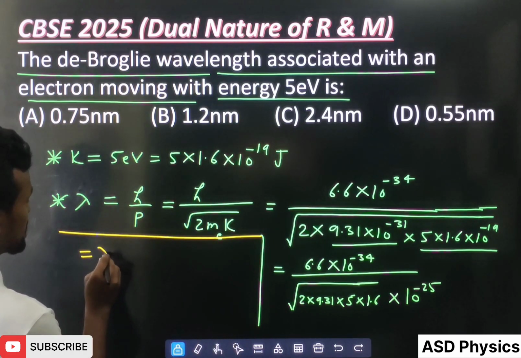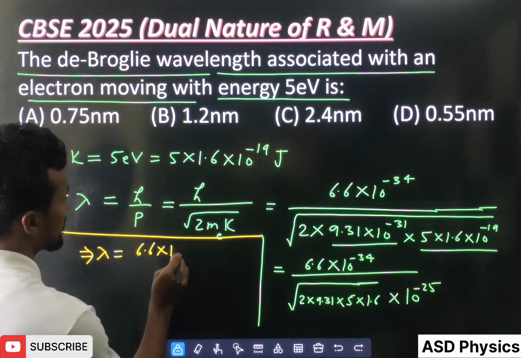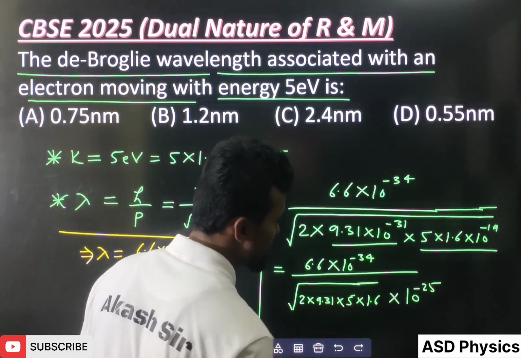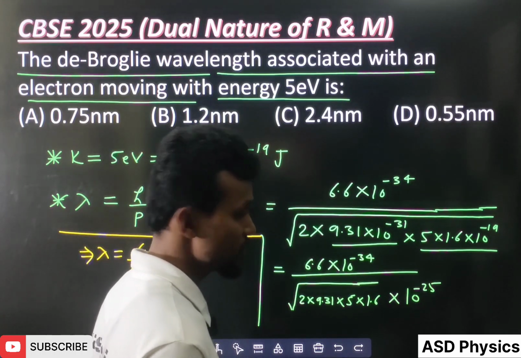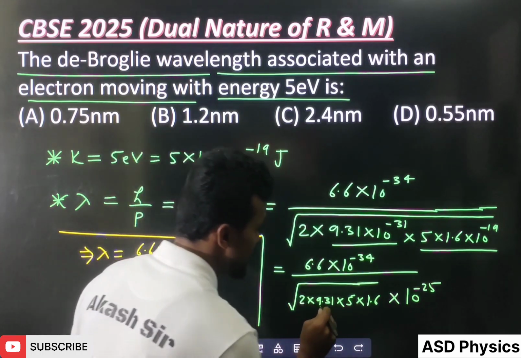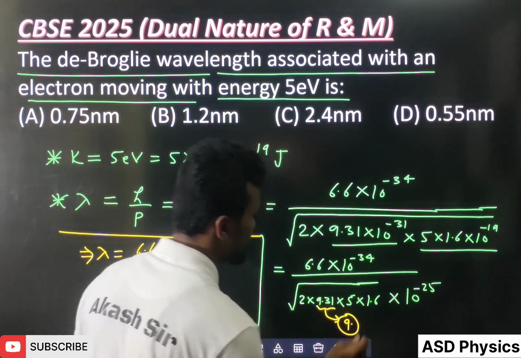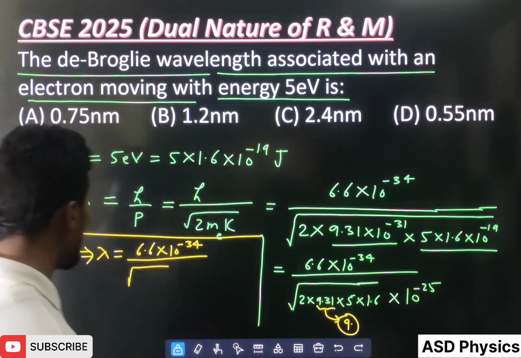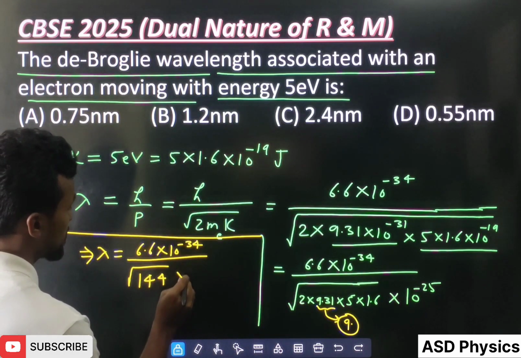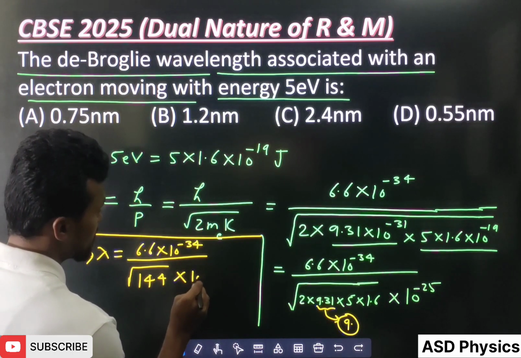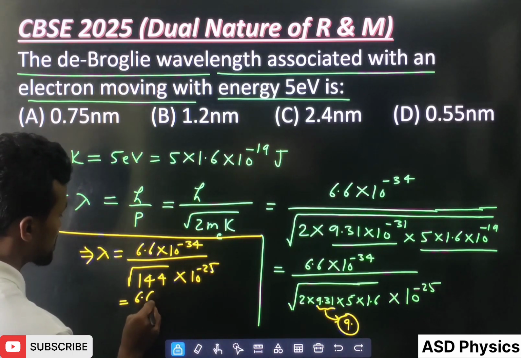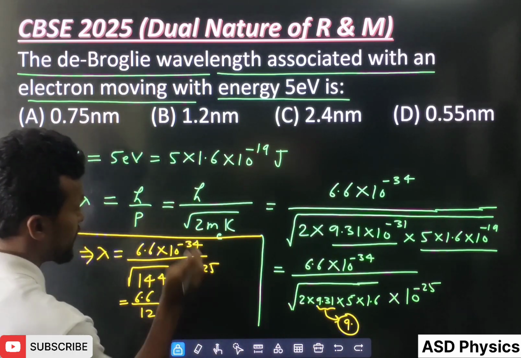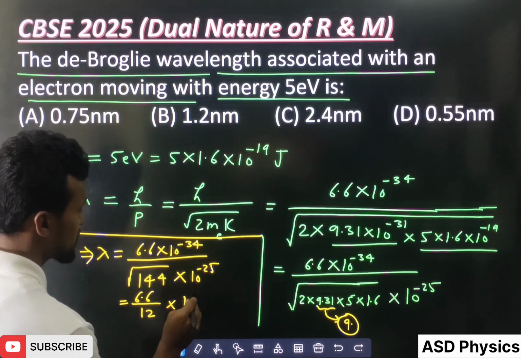So here, this lambda is now 6.6 into 10 to the power minus 34. Calculation is there only. Now here, 1.6 into 5 will come 8. 8 into 2, 16, and this 9.31 approximately I have taken 9. So 16 into 9, 144 approximately. 144 into 10 to the power minus 25. So we can write here 6.6 by 12, and the minus 25 will go up, so it will become plus 25. That means 10 to the power minus 9.